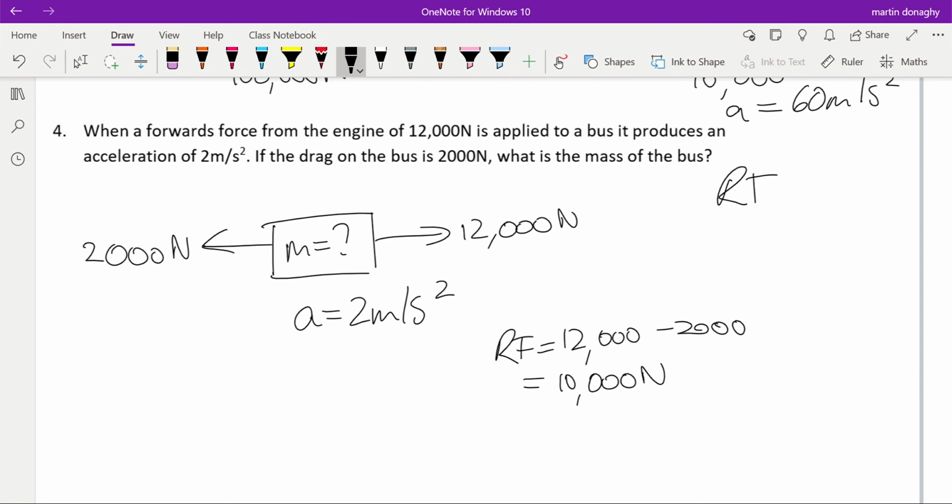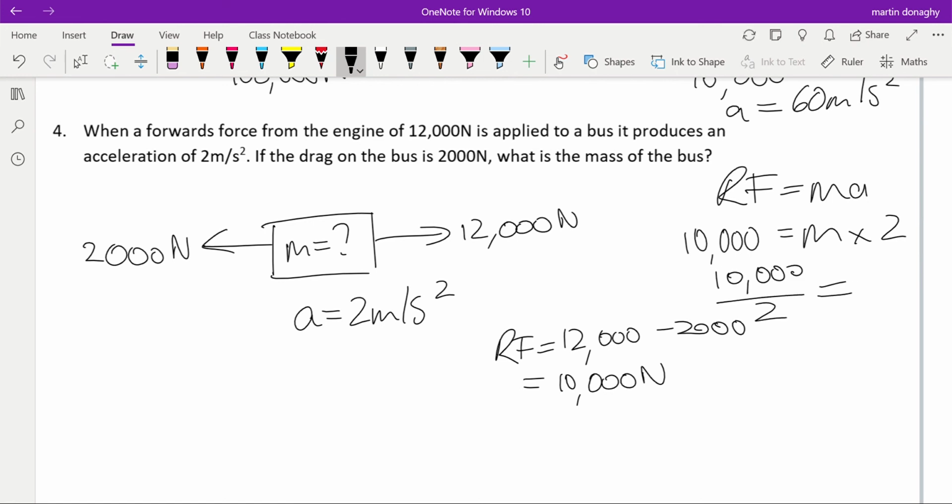Put that into Newton's second law. RF equals ma. 10,000 is our resultant force. We don't know the mass, but we multiply it by 2 as the acceleration. So dividing both sides by 2 then gives us the mass. So the mass is 5,000 kilograms.